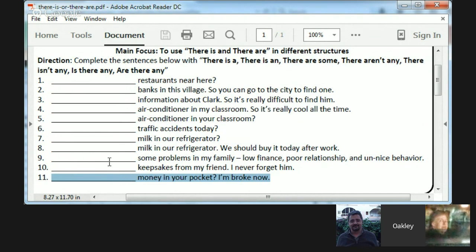Ken, last one. Is there any money in your pocket? I'm broke now. Okay, I think I gave that one away earlier. Okay, yes, and success. That is it.